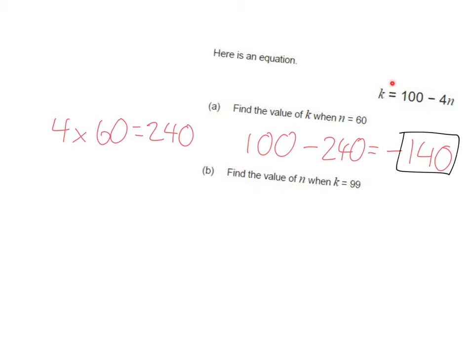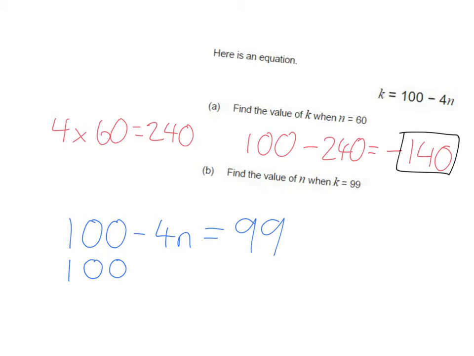Find the value of n when k is 99. So if k is 99, then 99 is 100 take away 4n. Let's rewrite that. 100 take away 4n. If k is 99, then the answer to that is 99, isn't it? 100 take away 4n is 99. Okay, let's try commuting the 4n and the 99. 100 take away 99 is 1. So 4n must equal 1 by simplifying the equation.